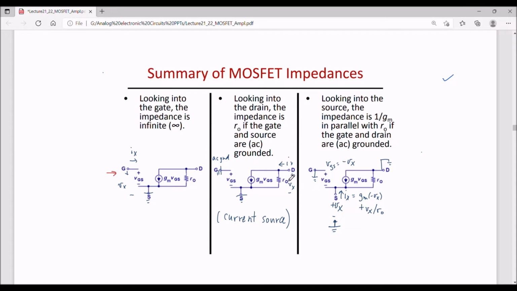Similarly, the impedance looking into the drain, we had found, is equal to ro, provided that gate and source are AC grounded. So with gate and source AC grounded, one can find the impedance looking into the drain is ro. We had seen this, just to summarize what we have learned. Then looking into the source, the impedance we had found using this small signal circuit, that is Vx by Ix here, was 1 by gm parallel to ro.